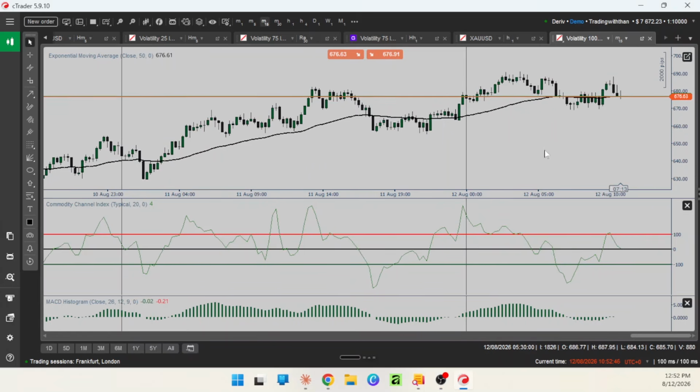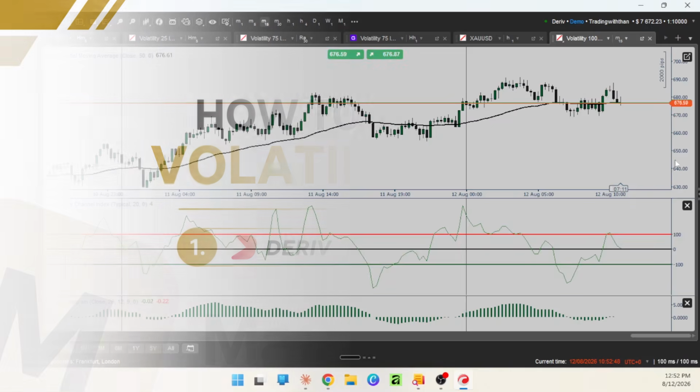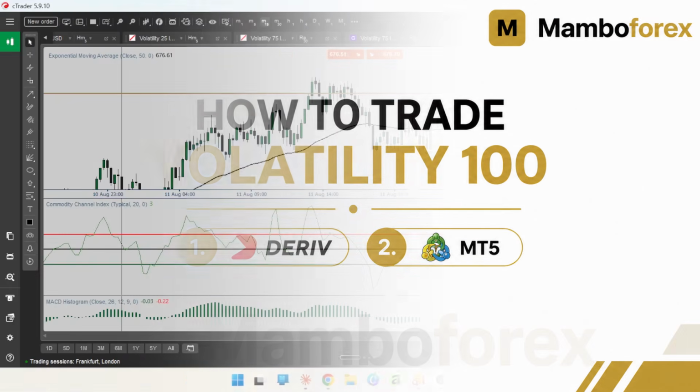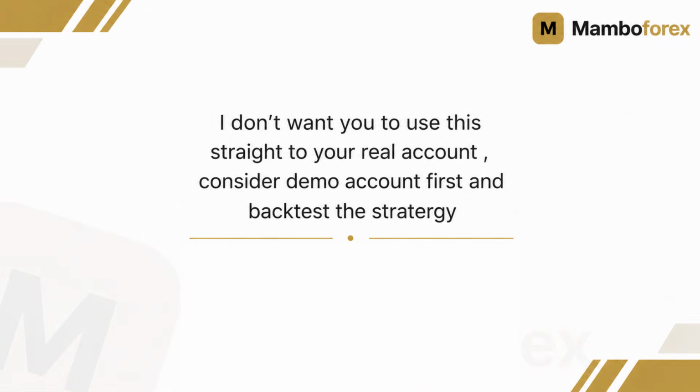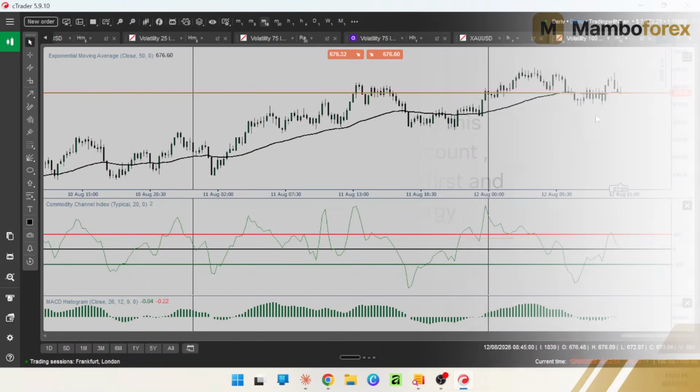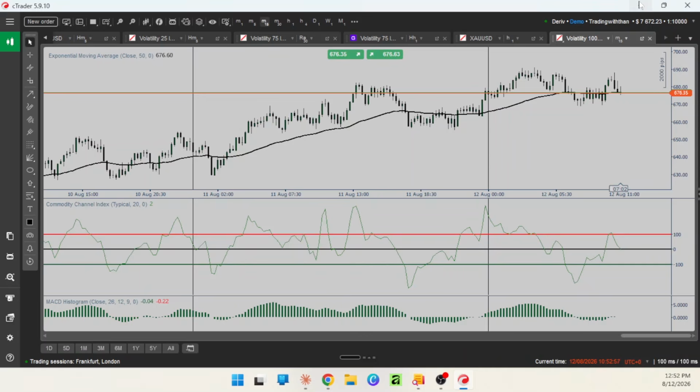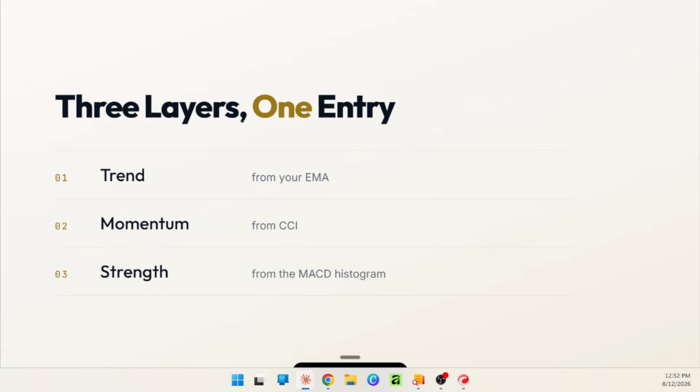Okay, in this video, I will share with you one of the easiest strategies that you can use to trade Volatility 100 index. But before you use these strategies, guys, just go and backtest it or use it on a demo account first to see how it works, right? So here's how the strategy works.